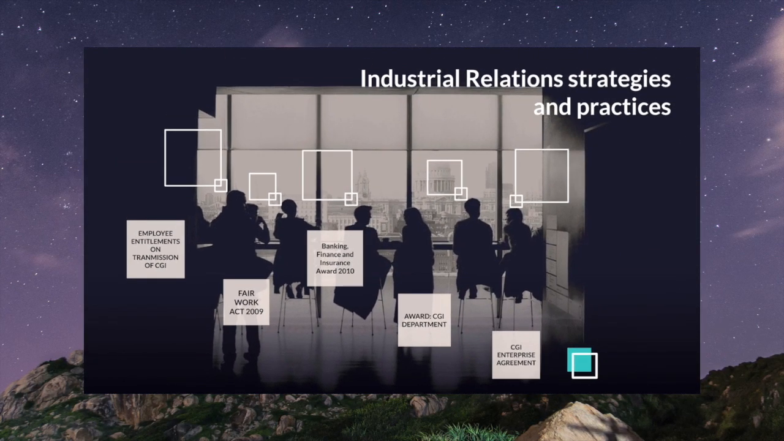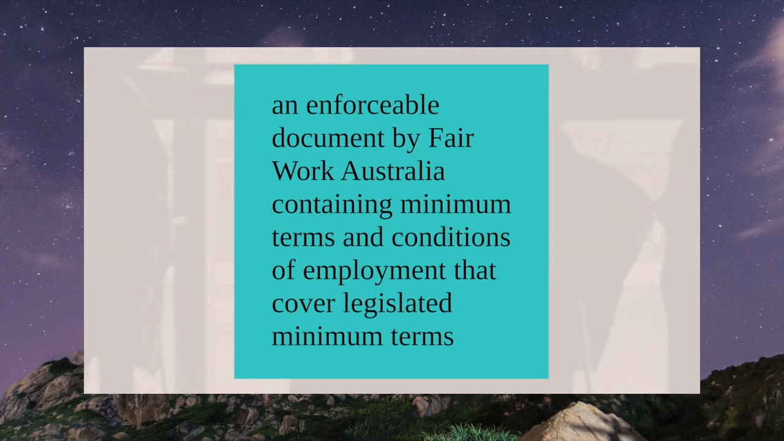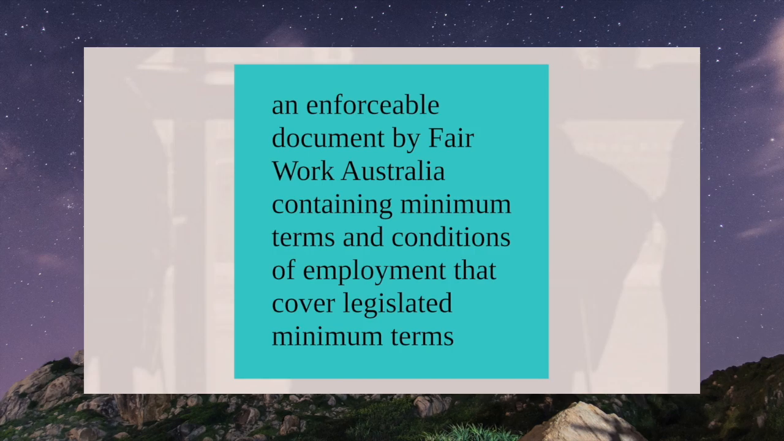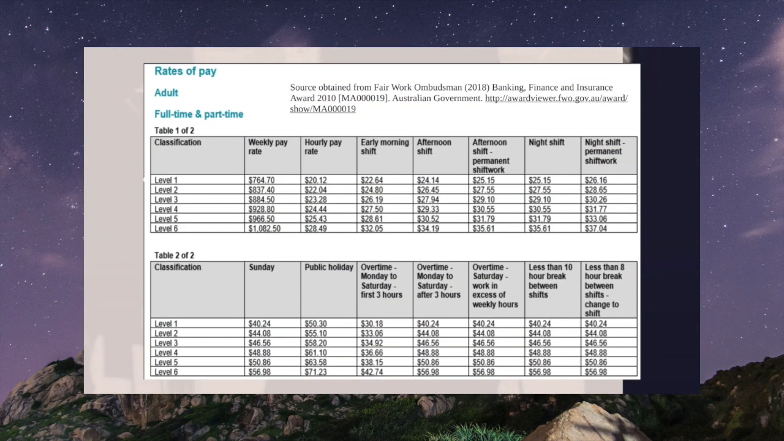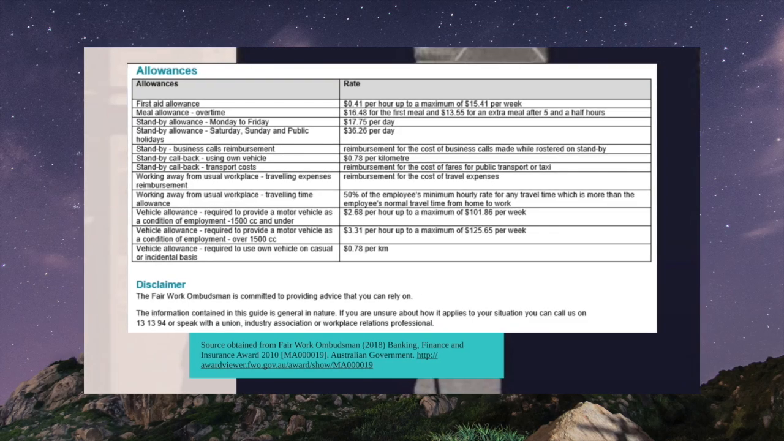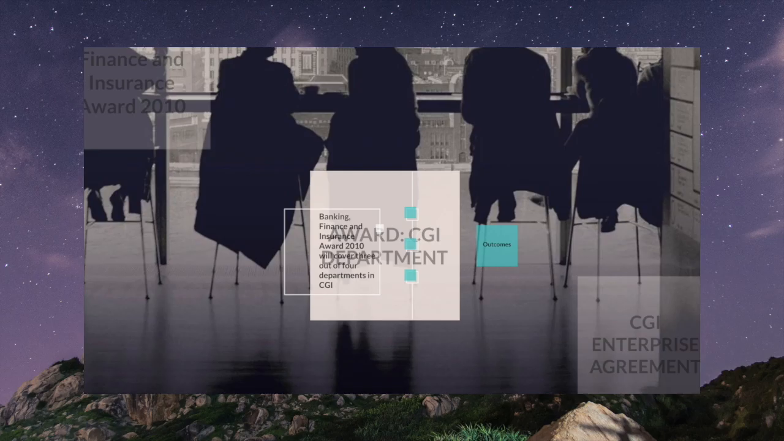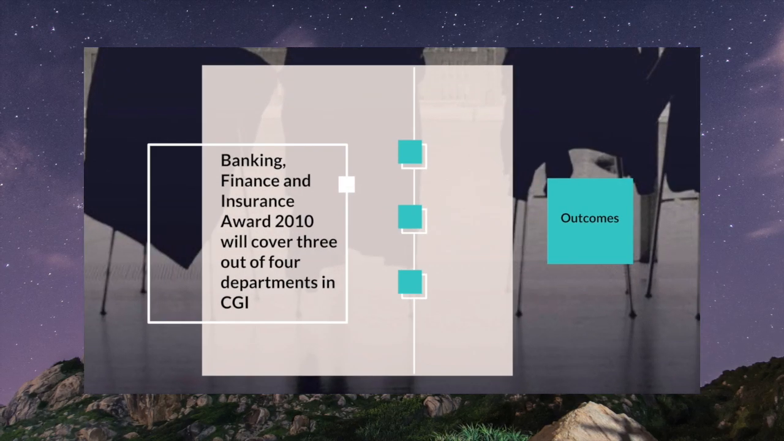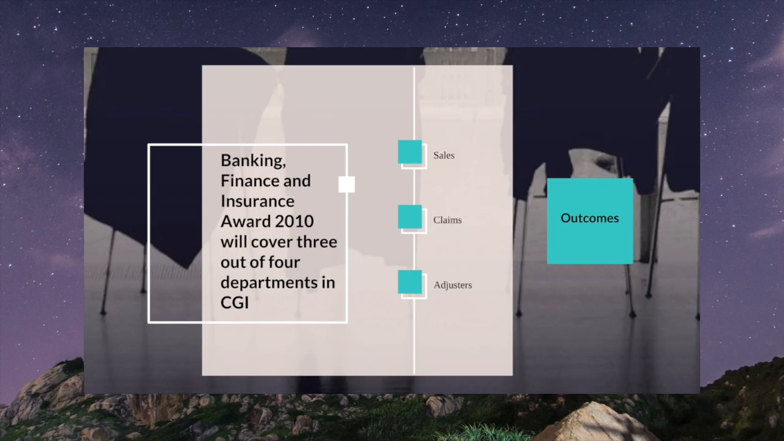CGI can use the Banking, Finance and Insurance Award 2010, an enforceable document by Fair Work Australia containing minimum terms and conditions of employment that cover legislated minimum terms such as pay, overtime rates and conditions, special leave arrangements, special allowances, hours of work and termination of employment. Banking, Finance and Insurance Award 2010 will cover 3 out of 4 departments, sales claims adjusters.